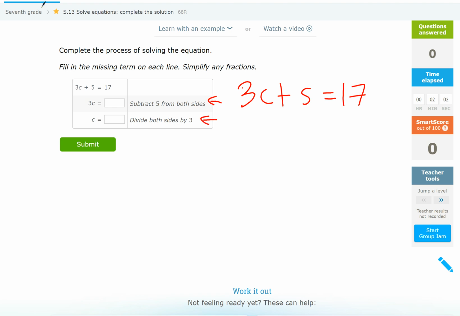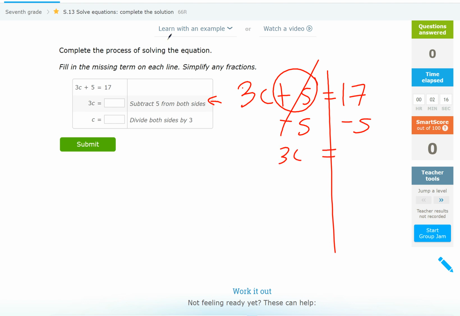So the first thing they remind you to do is to subtract 5 from both sides, which is what you know you're supposed to do to get rid of plus 5. You already knew you were supposed to subtract 5 from both sides, so you're just doing it now. Those cancel. 3c equals 17 minus 5, which is 12. And so we've done that, and we now know that 3c equals 12.